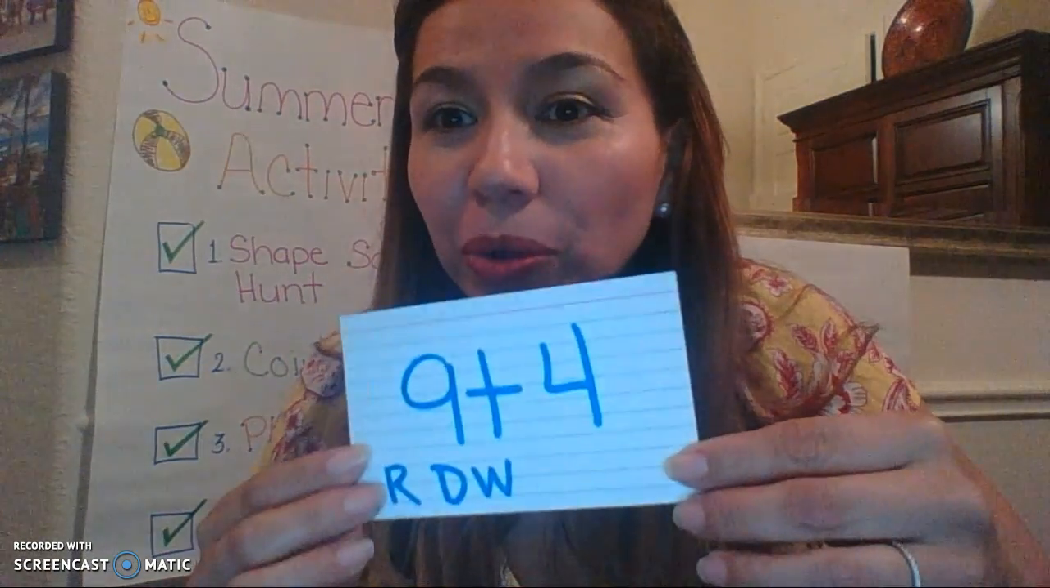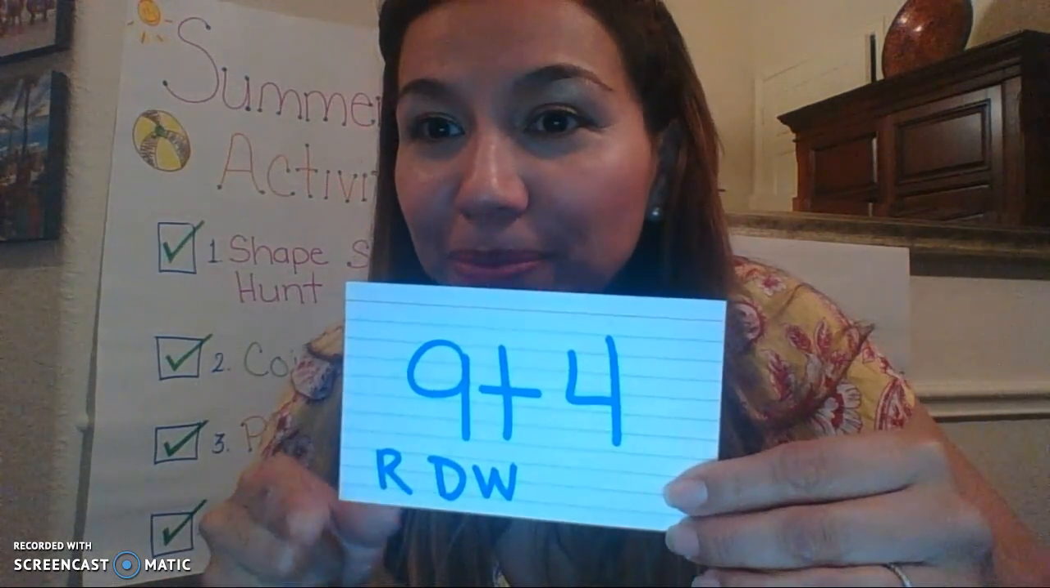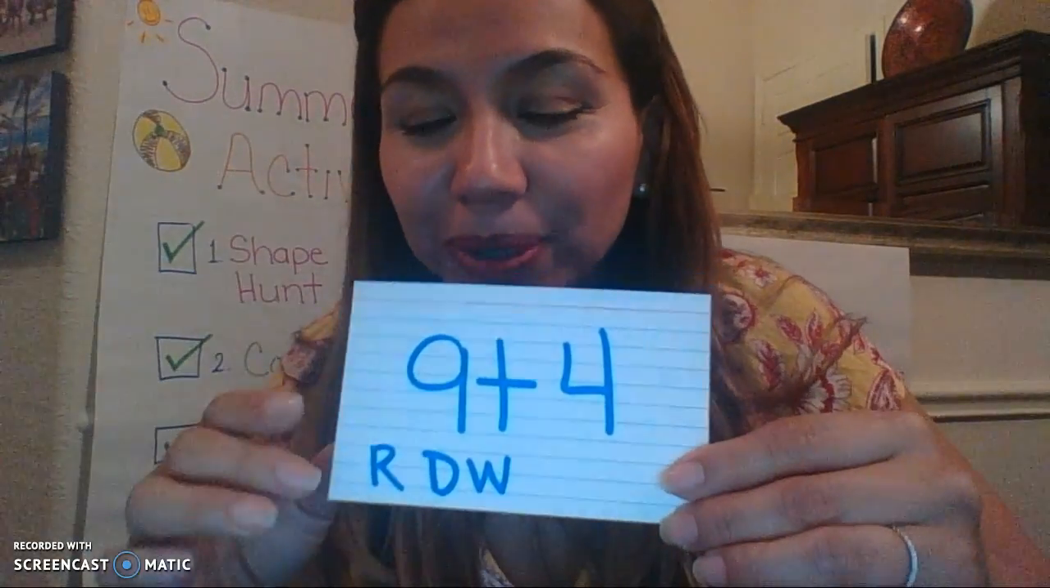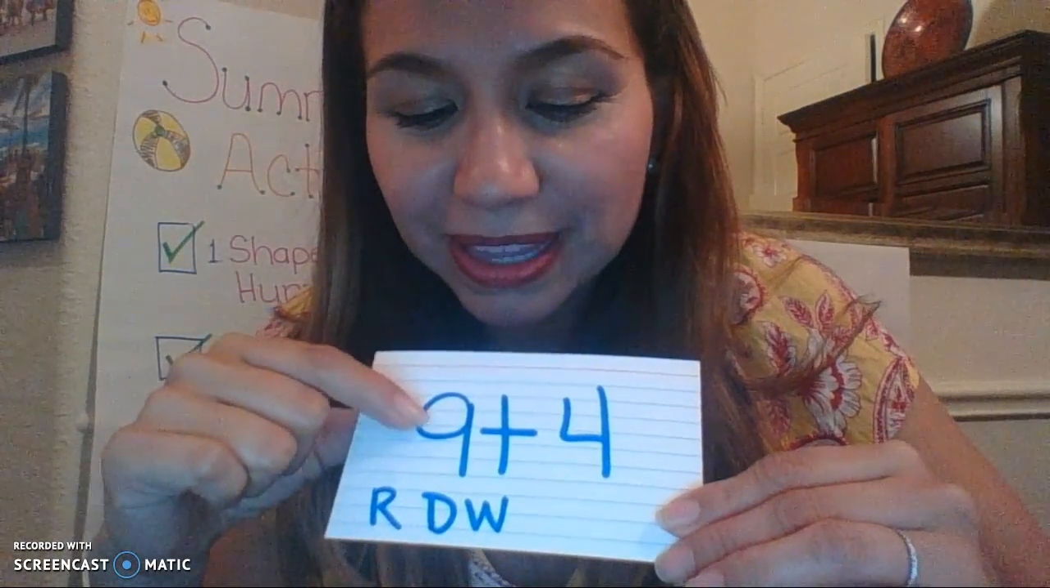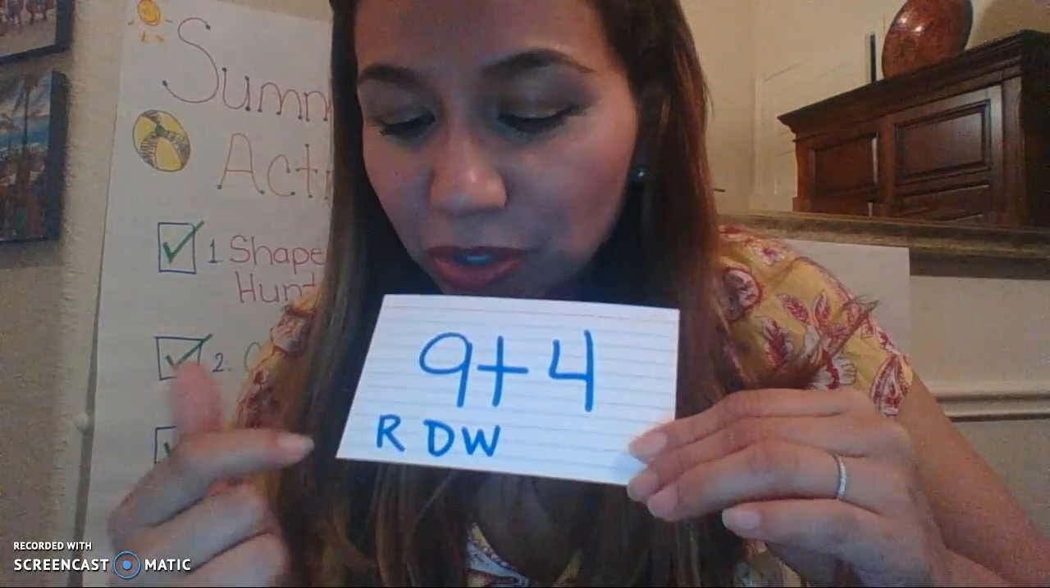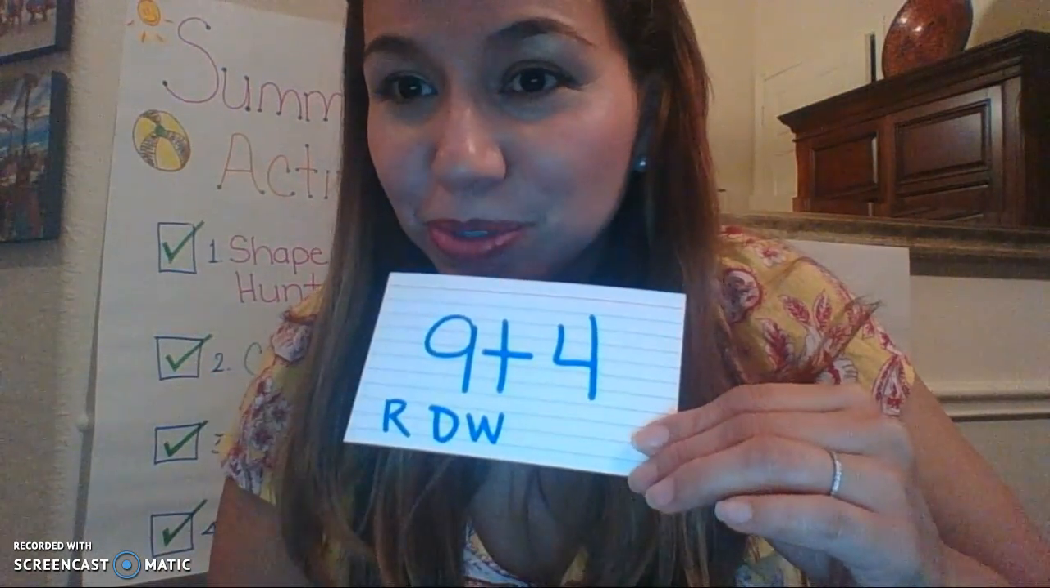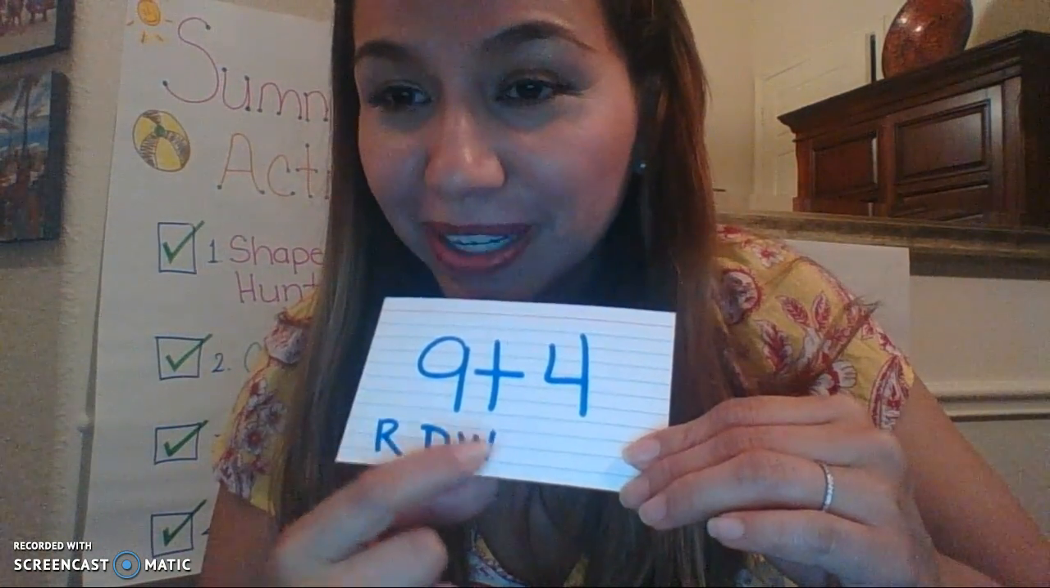Okay, boys and girls. So now what you are going to do for this number 4 activity, you are going to do a word problem on your own, come up with your own story, and you're going to work with 9 plus 4, using the RDW strategy, the read, draw, and write.